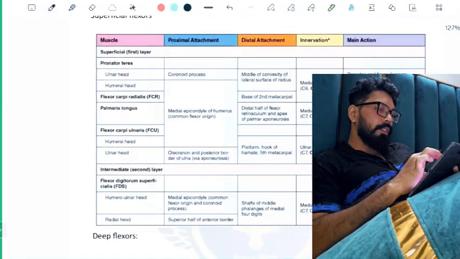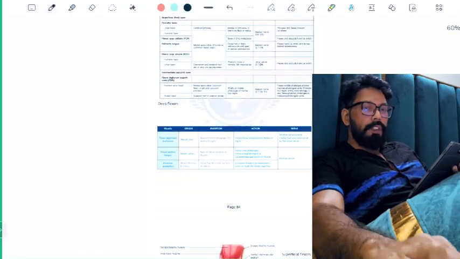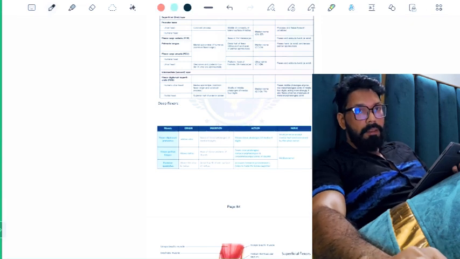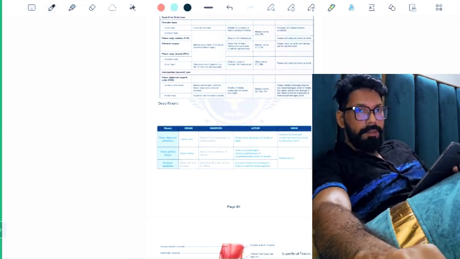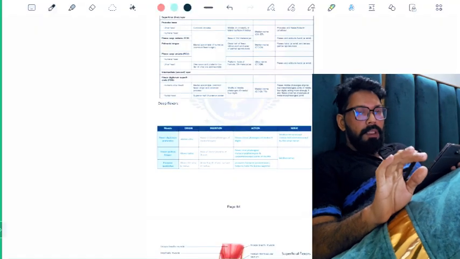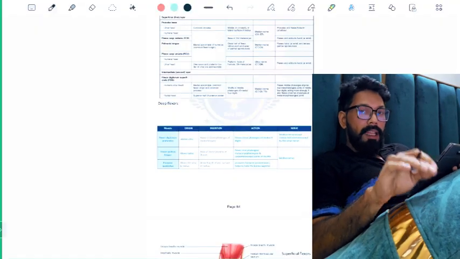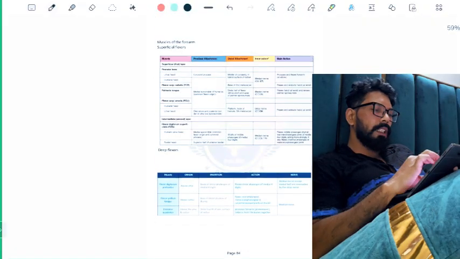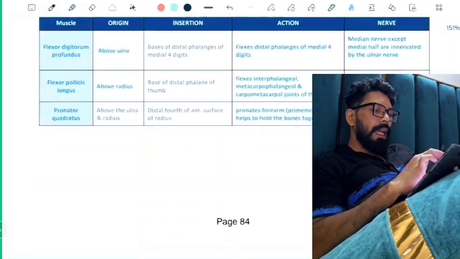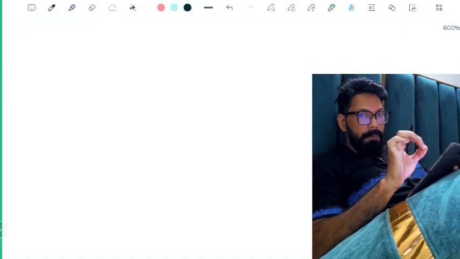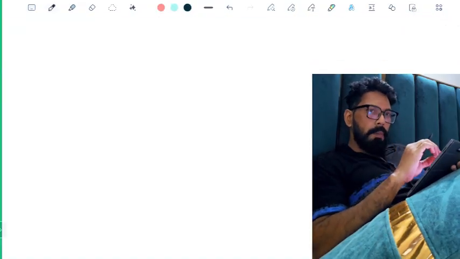Then we have muscles of the forearm. Now, from muscles of the forearm, do you need to know compartments, superficial, deep? Do you need that? No, they don't ask. For answering the questions like from injury, the muscles I mentioned, only those are important. Still, let me tell you all the important ones.